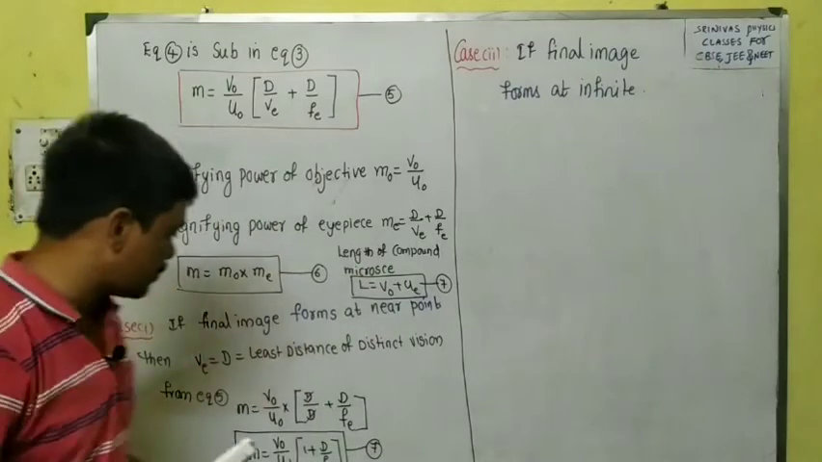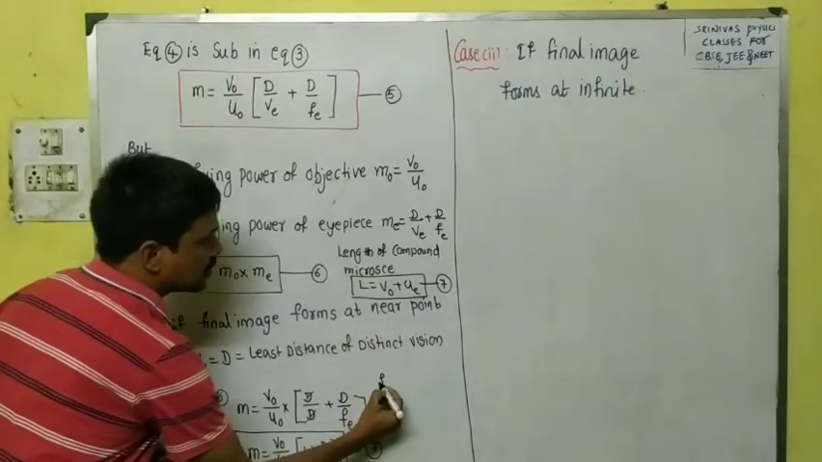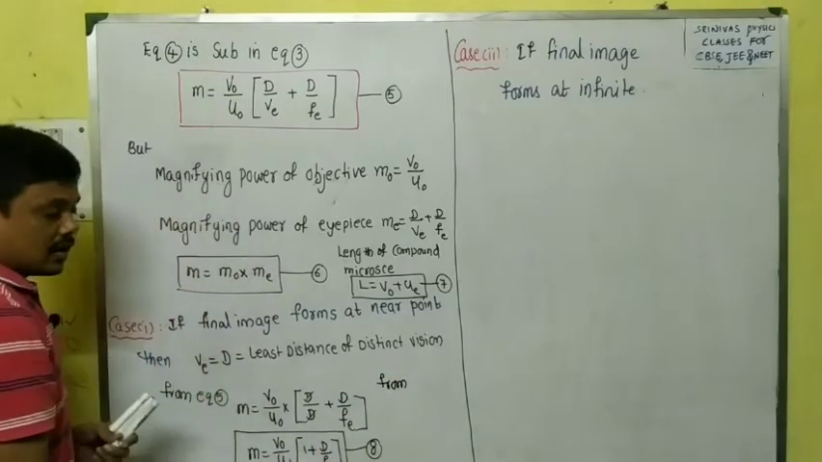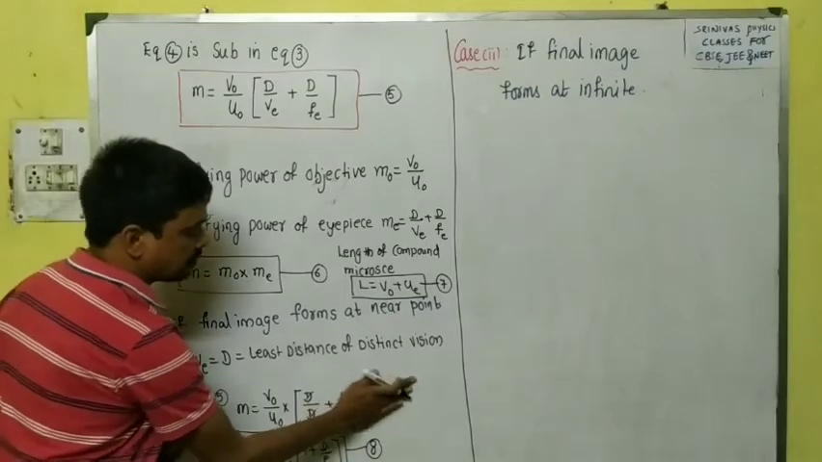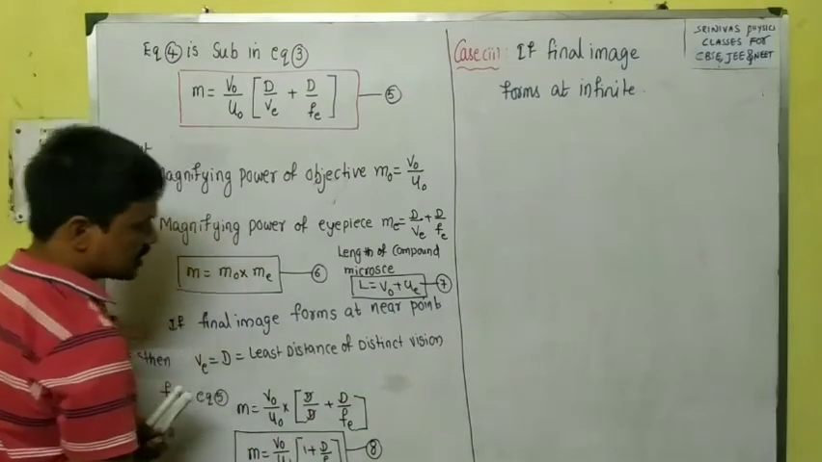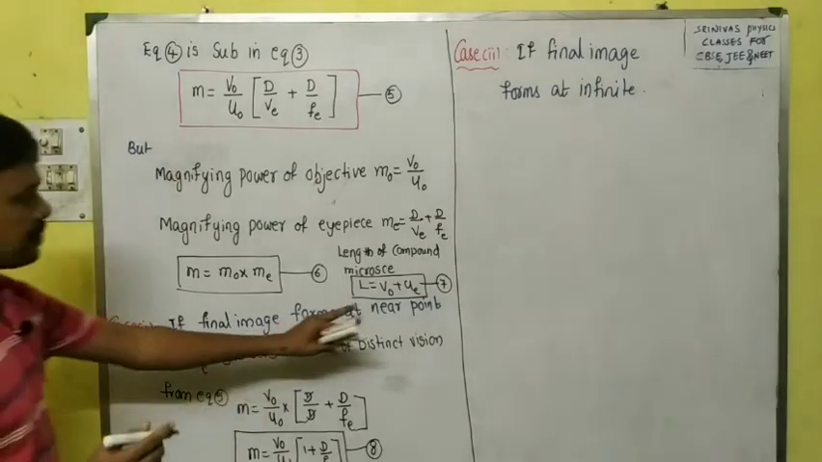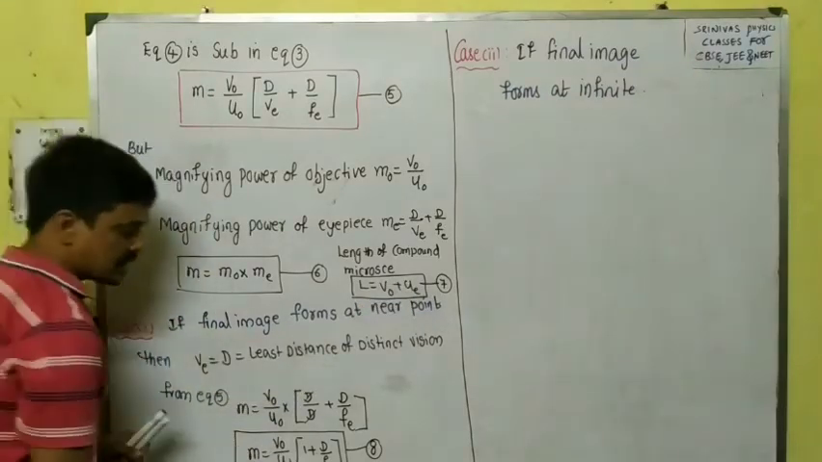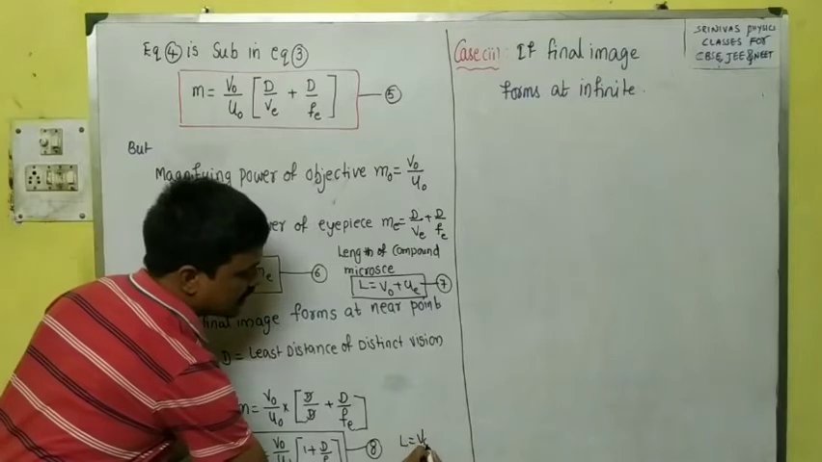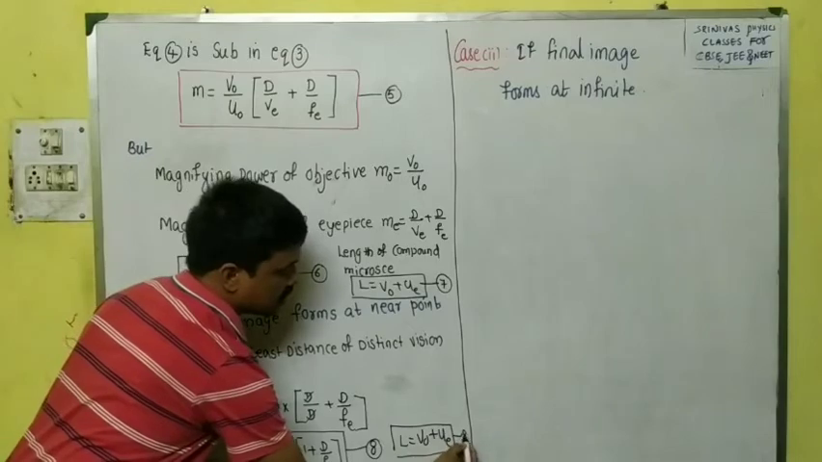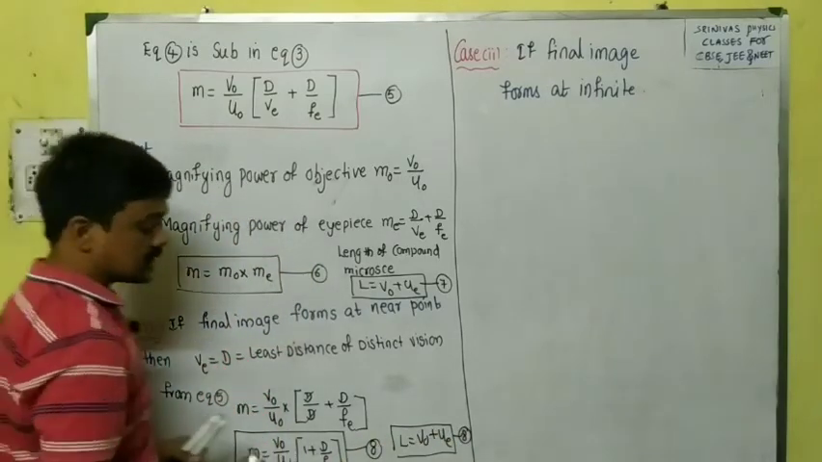Here we have to write the length of the telescope also. Equation 7 is already there, so it is 8 we have to consider. The length we will get from equation 7 is V naught plus UE, but no change in the length. As it is, the length is V naught plus UE only, because V naught and UE are not changed, only VE is changed.